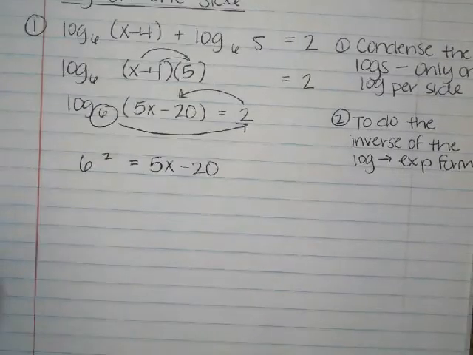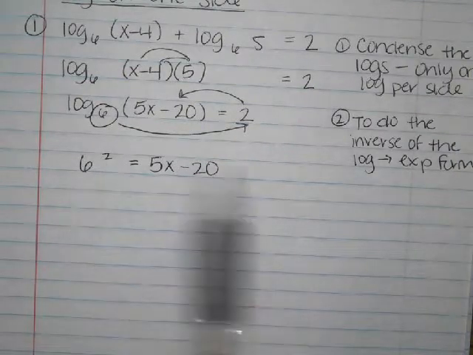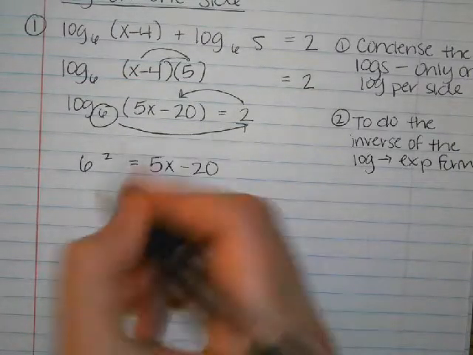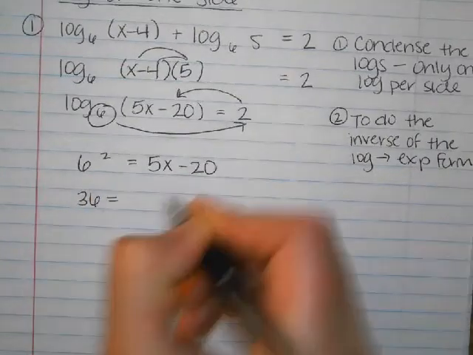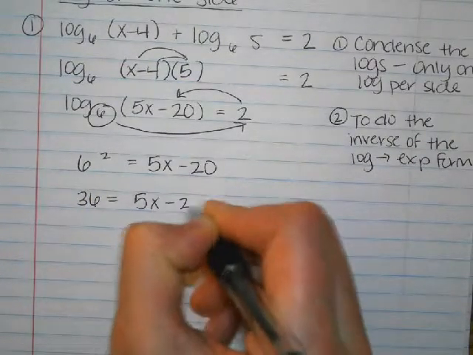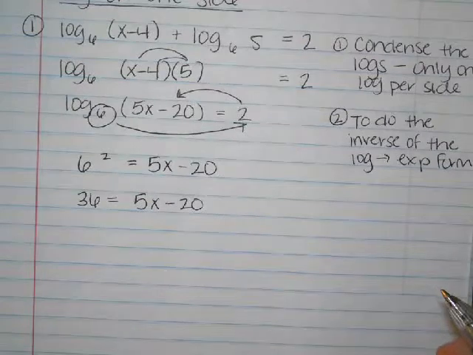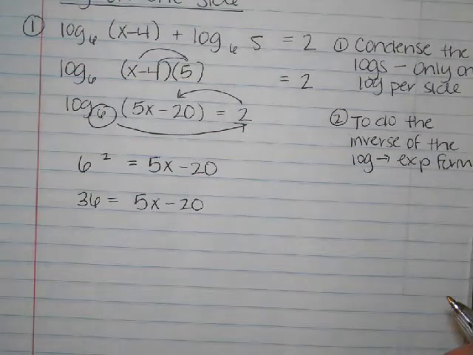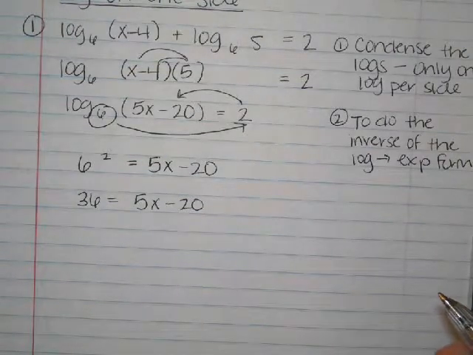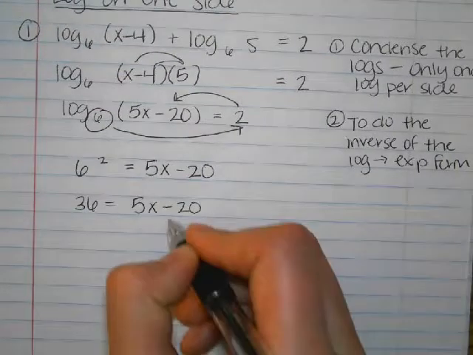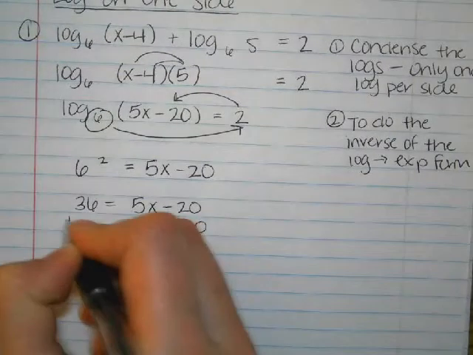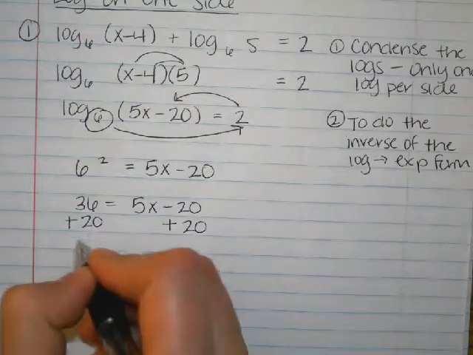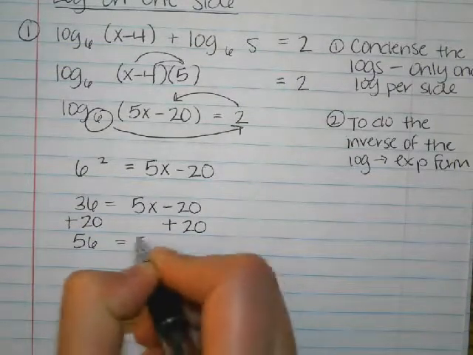Yeah, so that's what I would do first too. Immediately I just want to say that 6 squared is 36. At this point, does that look like an equation that we can solve? Yes. So we got it out of the log equation form. Now it's just a regular equation. We just have to get the x value. So I'll go ahead and add 20 to the other side. That gives me 56 equals 5x.